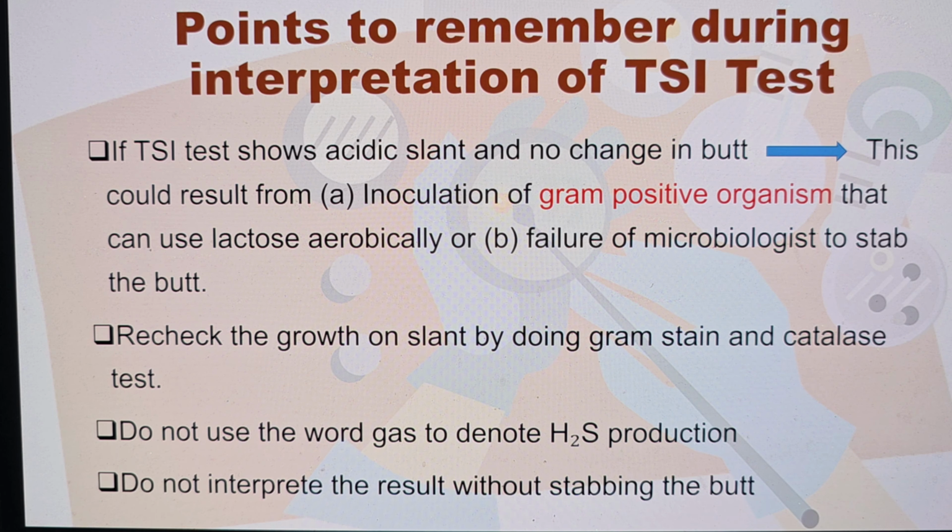Points to remember during interpretation of TSI test. If the TSI test shows acidic slant and no change in butt, this could result from inoculation of gram-positive organisms that can use lactose aerobically. Second, failure of the microbiologist to stab the butt. Recheck the growth on slant by doing gram stain and catalase test. Do not use the word gas to denote H2S production. Do not interpret the result without stabbing the butt.